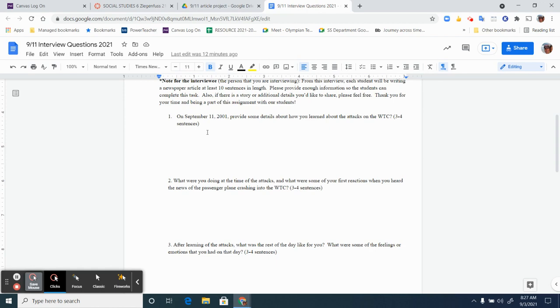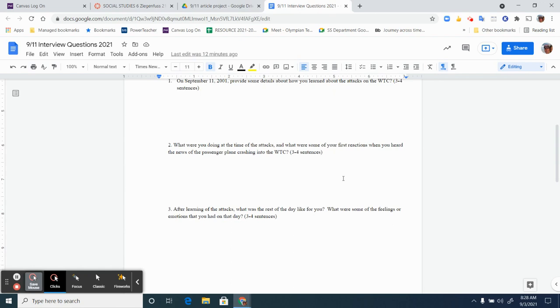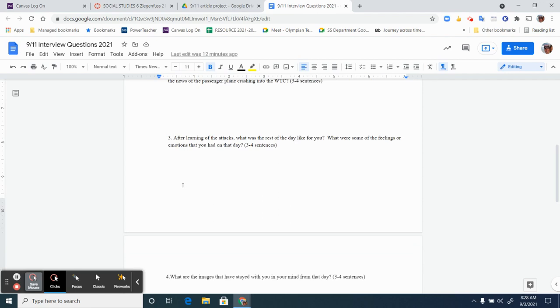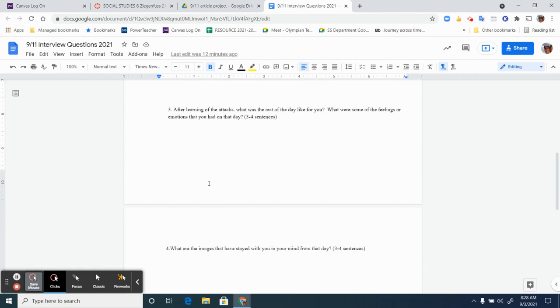Approximately 3 to 4 sentences is what we're going to look to get out of this. But again, right now you can just write down what the main parts are. Think of this as kind of taking notes. What were you doing at the time of the attacks, and what were some of your first reactions when you heard the news of the passenger plane crashing into the World Trade Center? After learning of the attacks, what was the rest of the day like for you? What were some of the feelings or emotions that you had on that day?